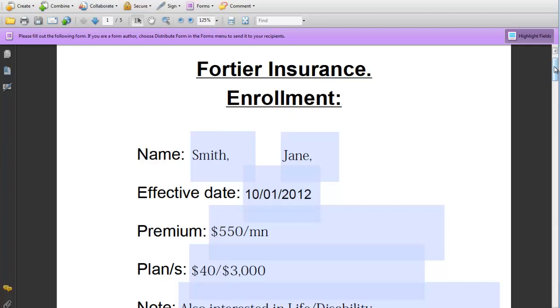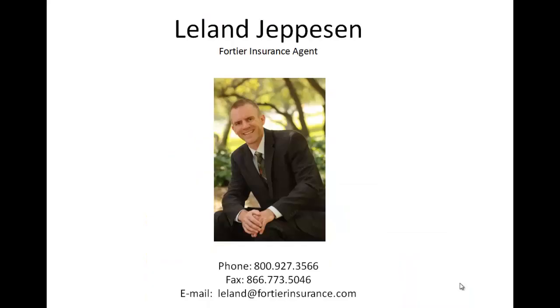Jane can now go ahead and do 2 things. Jane can either go ahead and fax paperwork to the 866-773-5046, or she can email to leland@fortierinsurance.com. Once paperwork has been received, we will email you notifying that we have received it, and if there's anything missing, we'll let you know that we have missed something that we need. Otherwise, you will be receiving a welcome packet in the mail from Kaiser with your Kaiser cards.